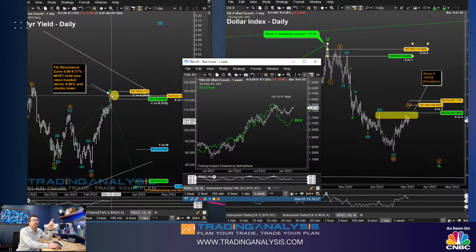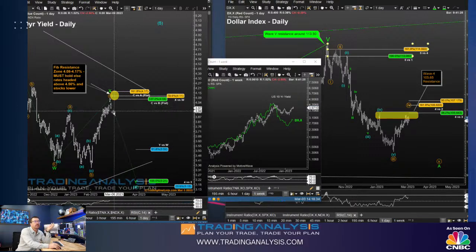The yields, as I started with, are into resistance. So, I think what's happening now is we tried to make a run above 4% in the 10-year. We're starting to back off. The move higher in US yields last year relative to the rest of the world drove US dollar strength. FX markets were responding to it.